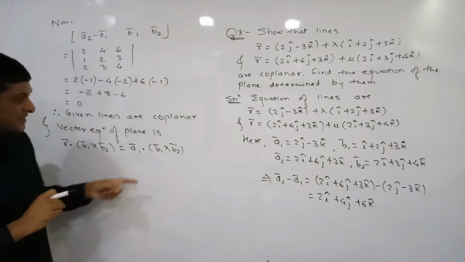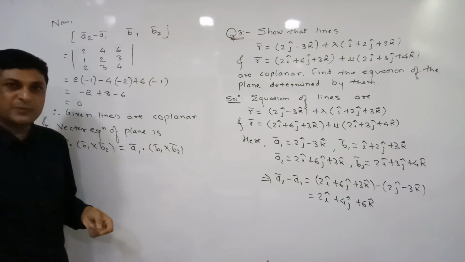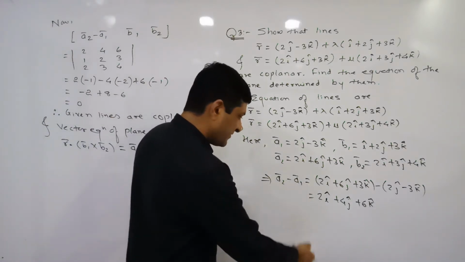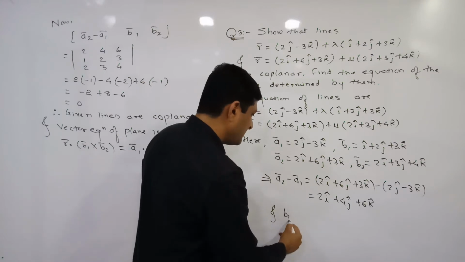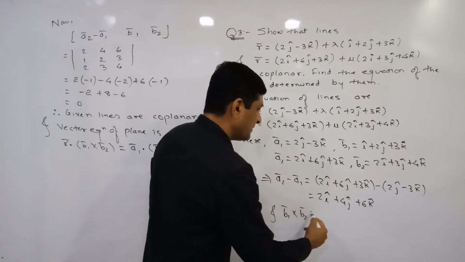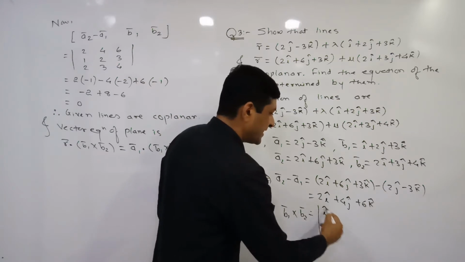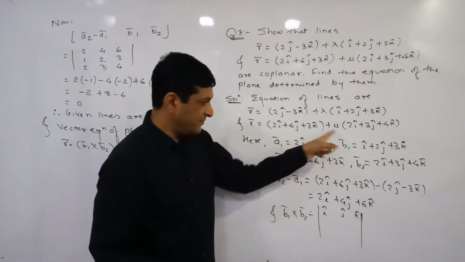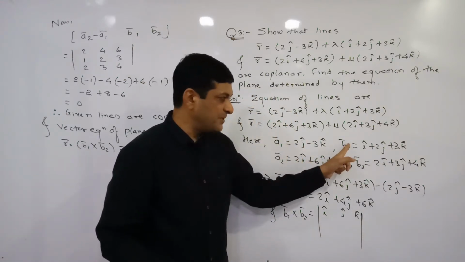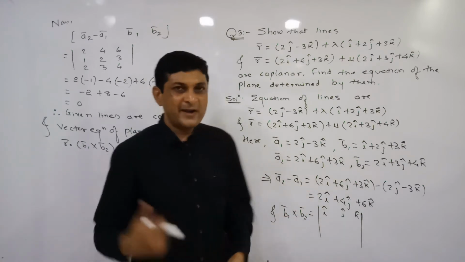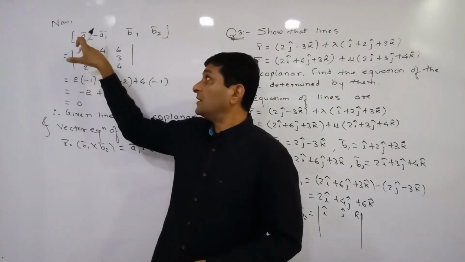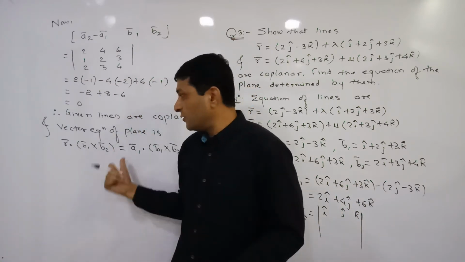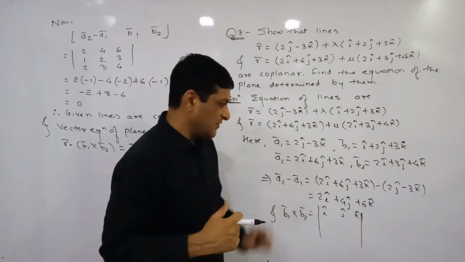But to apply this formula, which value is required? B1 bar cross B2 bar. So let us first find the value of B1 bar cross B2 bar. We know that the cross product can be found using what? Determinant. Already we have got the values of A1 bar, A2 bar, B1 bar, B2 bar. The box product value is required to show that these lines are coplanar, and B1 bar cross B2 bar is required to find the equation of the plane. A better way is to find this value here.